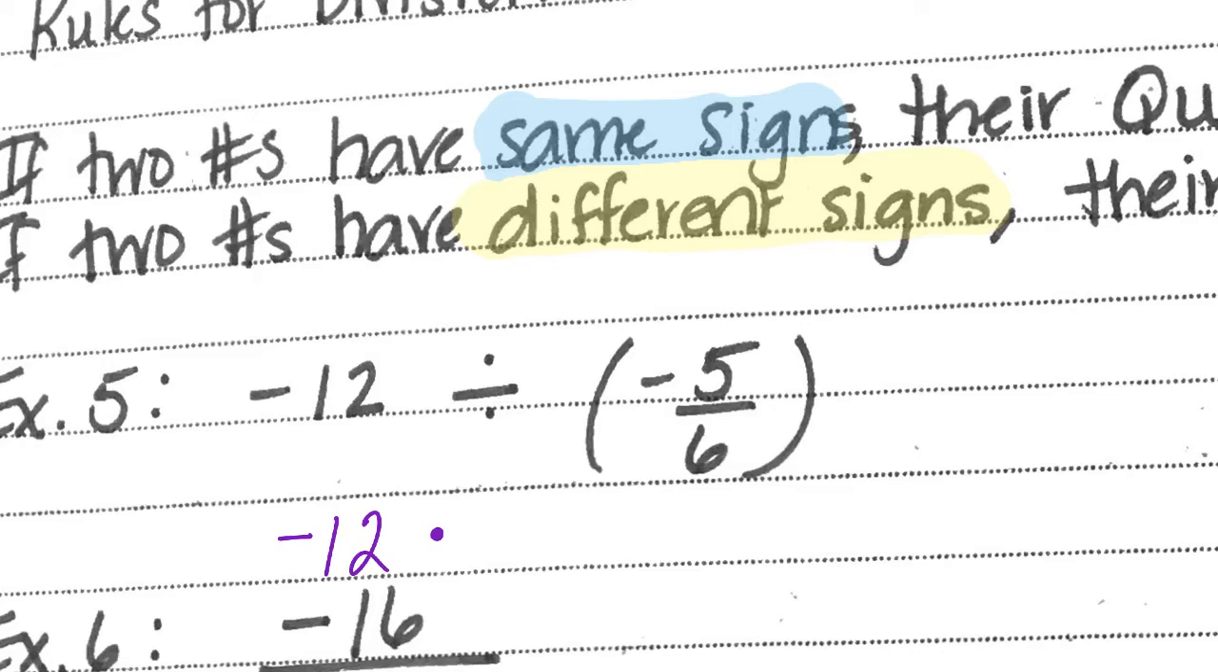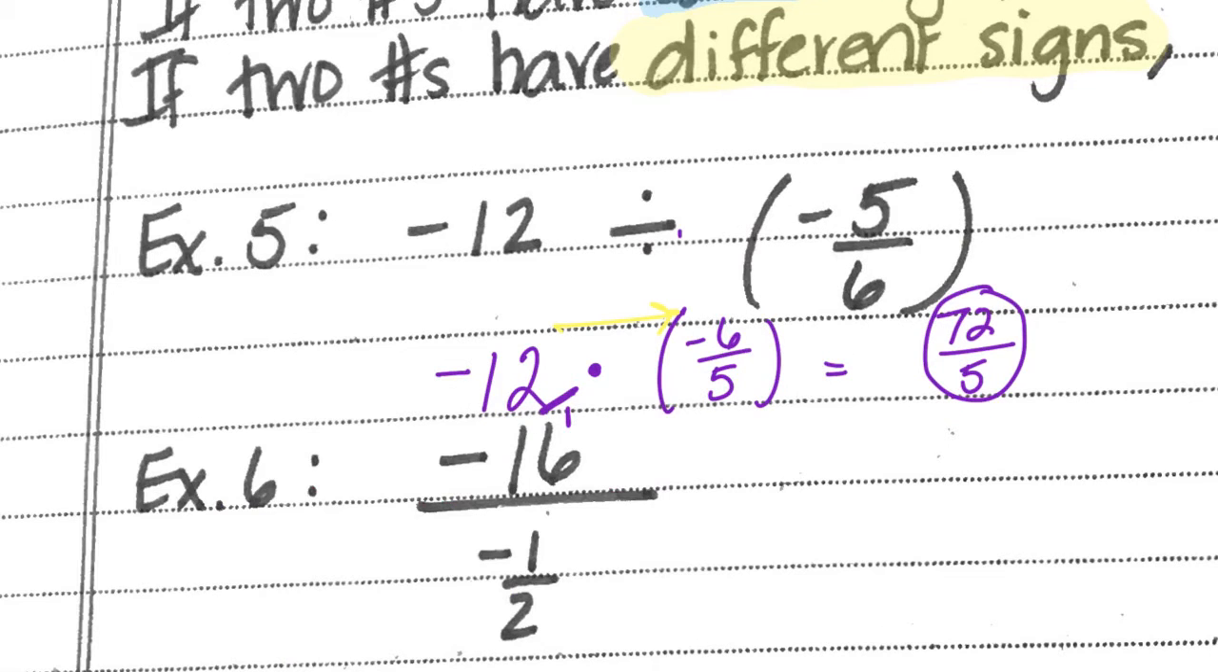We're going to write down negative 12. We're going to change from division to multiplication, and we're going to flip to make it be the reciprocal. That one can get you, can't it? Because we're multiplying by negative 6 over 5. And now we multiply straight across. Negative 12 times negative 6 is positive 72. And remember, there's an invisible 1 under here, so it's 72 over 5.